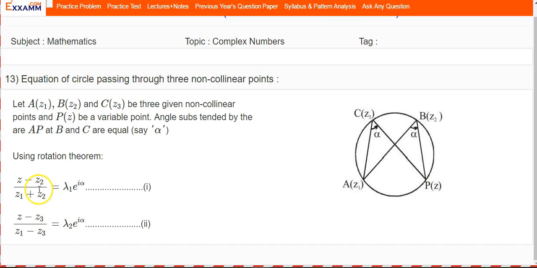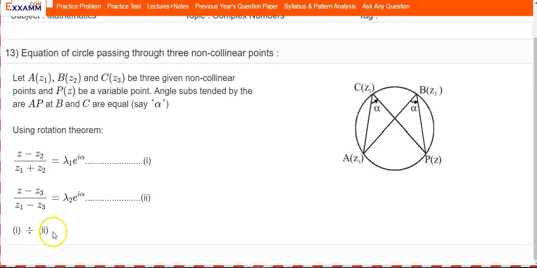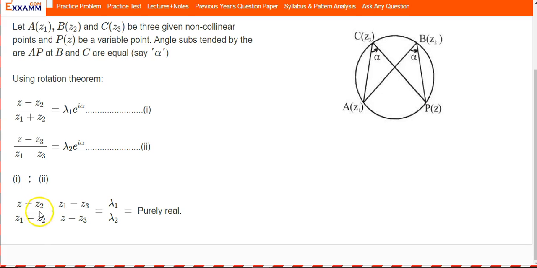Now since we are dividing 1 by 2, what do we get? We get (z minus z2) upon (z1 minus z2) multiplied by (z1 minus z3) upon (z minus z3) is equal to lambda 1 upon lambda 2. Which is a purely real number because these two are moduli, and a modulus is always going to be a real number. E to the power i alpha cancels out here.